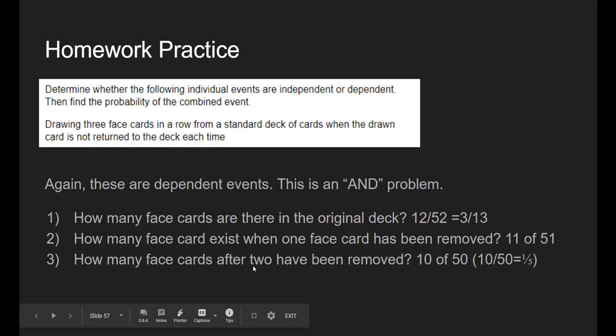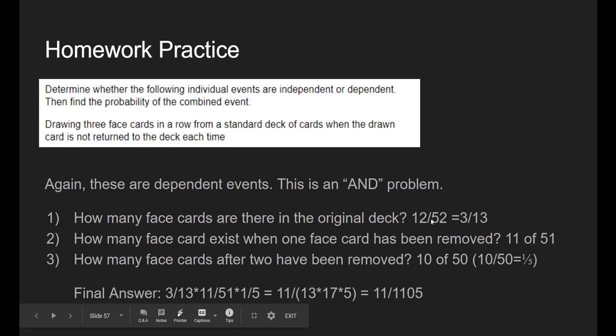For the third draw, there are now only 10 face cards in the deck out of 50 cards. We've taken 2 from the deck, so now there are only 50 cards. 10 over 50, by the way, is 1/5. 11 over 51 doesn't simplify. So you'll notice I'm simplifying my fractions each time because it makes my work a little bit easier. I may still need to simplify in the end, but simplifying as you go helps alleviate a little bit of work when you're trying to simplify your final answer.